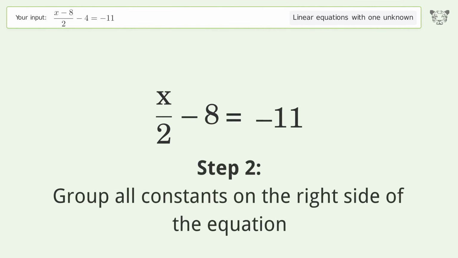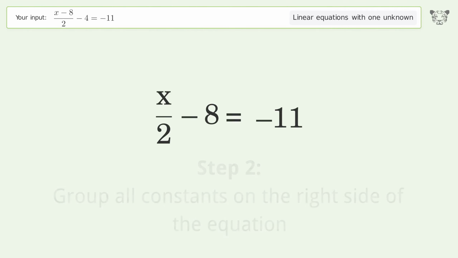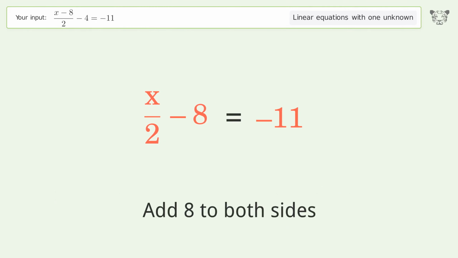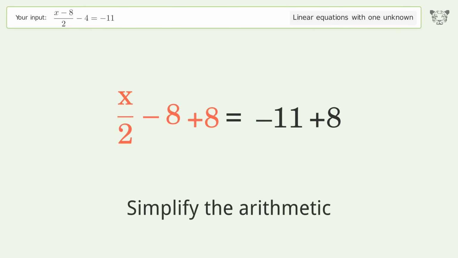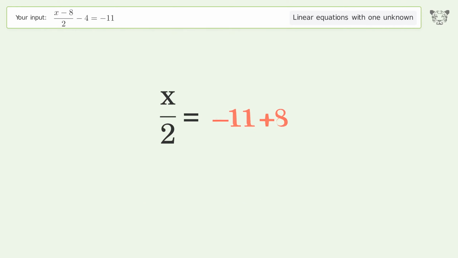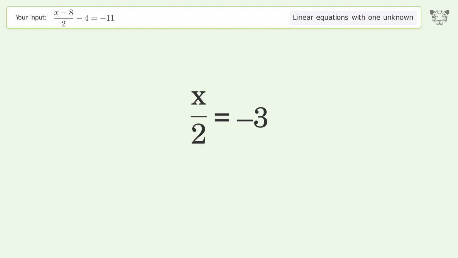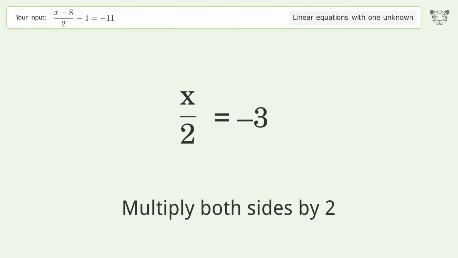Group all constants on the right side of the equation. Add 8 to both sides. Simplify the arithmetic. Isolate the x. Multiply both sides by 2.